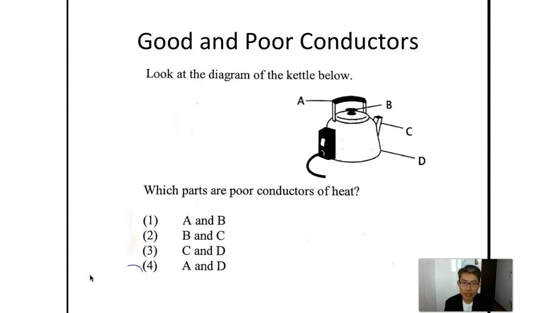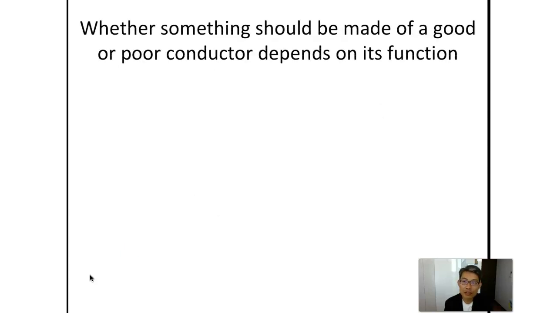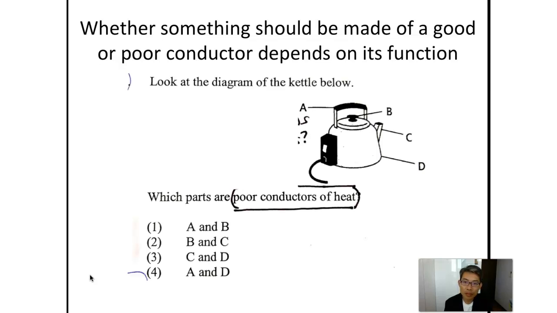Now let's take a look at this picture, this diagram of a kettle. And you're asked to find out which are poor conductors of heat. Now, this is a very straightforward question. The way to think about this is always to think about the functions. What are the functions of the product? Whether something should be made of a good or poor conductor always depends on its function. So for example, part D should be made of a good conductor of heat, so that it gains heat faster to boil the water quickly.